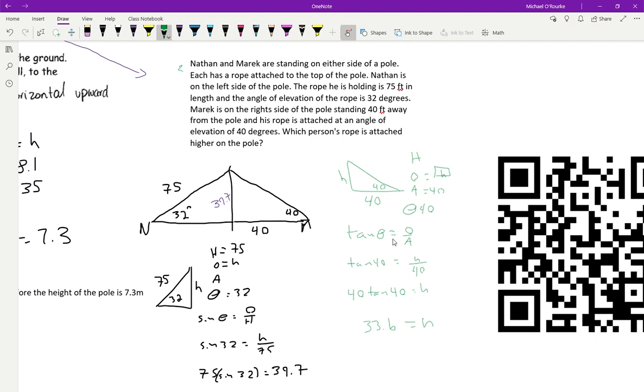Now we're looking for the height of the pole. The person who just posted it, we're looking for the height of the pole. Your first triangle is correct, but in your second triangle, you solved for the length of the rope, not the height of the pole. The first time you solve for the height of the pole, but the second time you solve for the length of the rope. Just watch out on that one, okay? So in this case, Nathan is actually higher up.